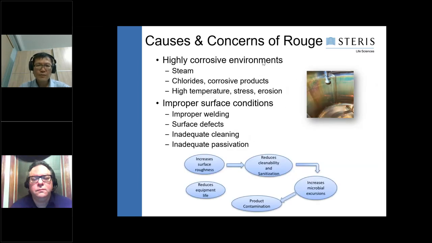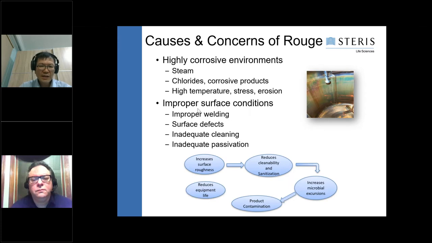So what are the causes and the concerns of rouge? For rouge, the cause is basically a highly corrosive environment, especially when you have a steam line, or you perform SIPs. Steam can be considered a corrosive element. Sometimes after you use the autoclave, or for equipment where you have steam in place, you can see the surfaces turn a reddish brown color after a while. Those are signs of corrosion on the surface. Also, corrosive buffers or corrosive products that contain halides or chlorides can attack the passive layer and cause corrosion. High temperature, stress and erosion also contribute. As I mentioned before, high temperature, especially in the water system and the steam line, is considered a corrosive environment.